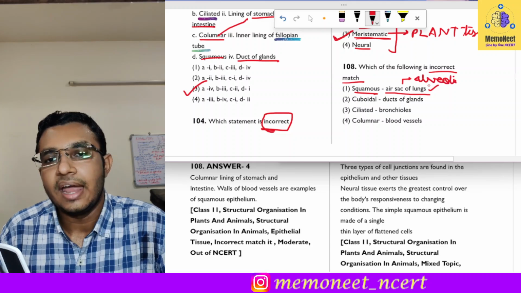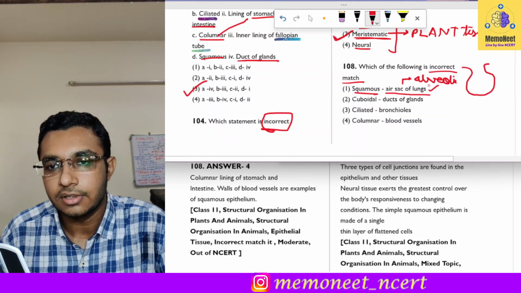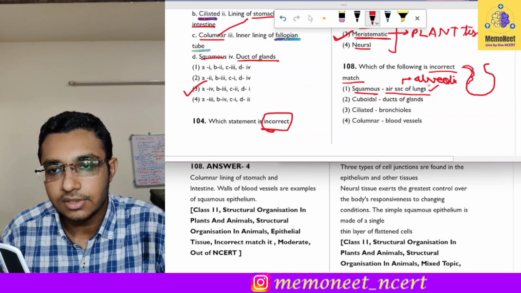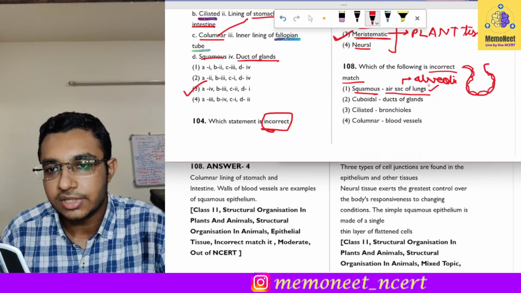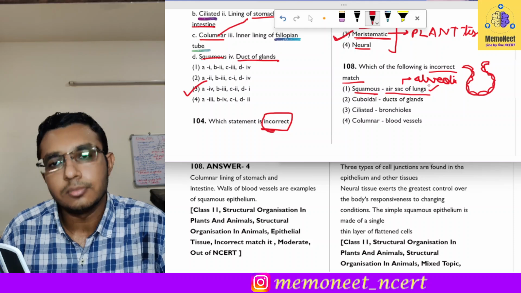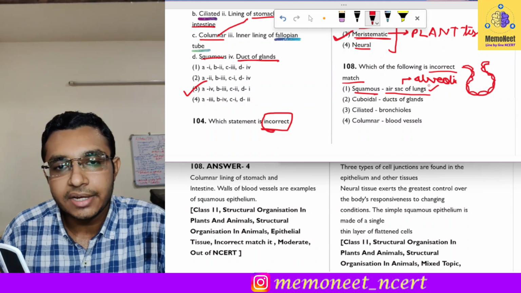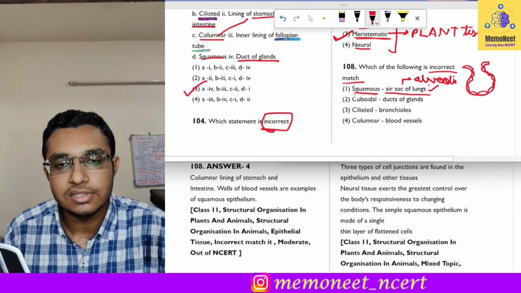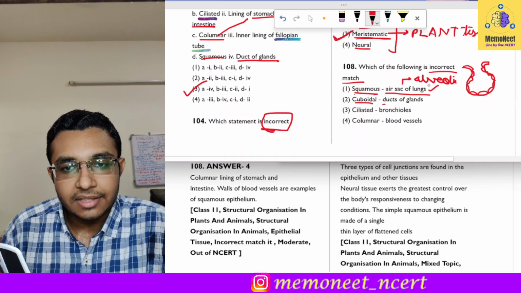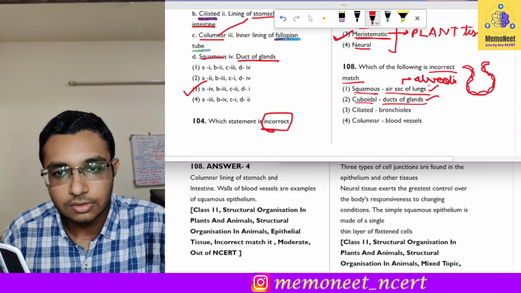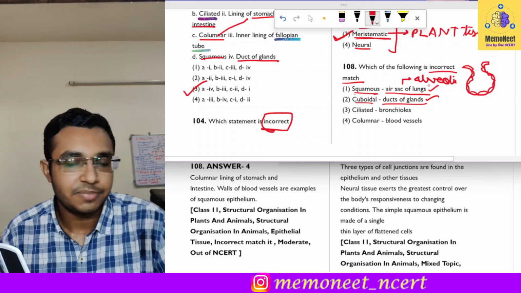Okay, and the alveoli are lined by the squamous epithelium. Okay, so this is the arrangement of the squamous epithelium, and these cells are called as pneumocytes. Okay, there are two types of pneumocyte, pneumocyte 1 and pneumocyte 2, but the alveoli are lined by the squamous epithelium, so this statement is correct. The second matching is cuboidal epithelium line the ducts of glands. So yes, this is also correct. Okay, the ducts of the glands are lined by the cuboidal epithelium.